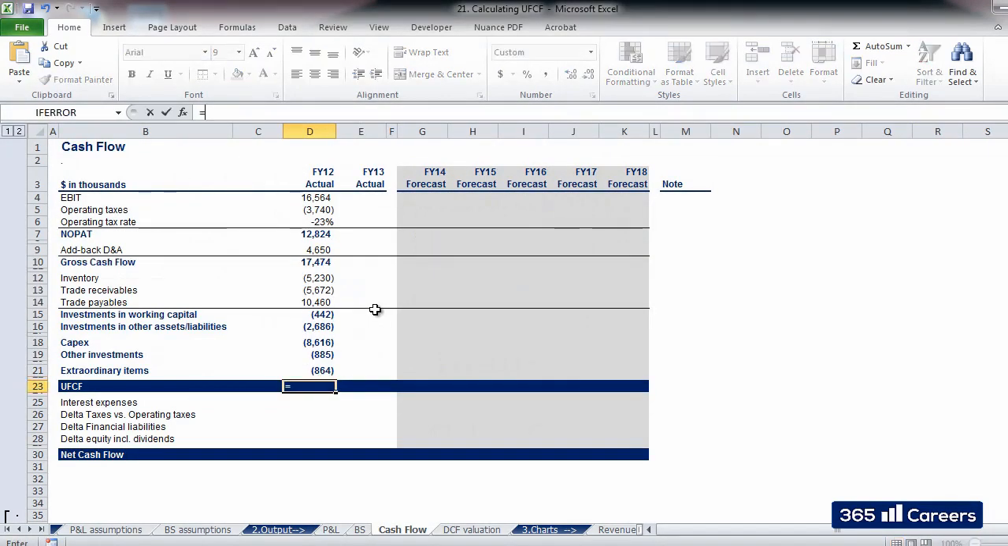All the elements necessary for the calculation of unlevered free cash flow are in place. Please note that UFCF is a sum of the rows put in bold. Gross cash flow, investments in working capital, investments in other assets / liabilities, CAPEX, other investments, and extraordinary items. It is a good practice to indicate such things in the notes column, as this facilitates other users of your models.